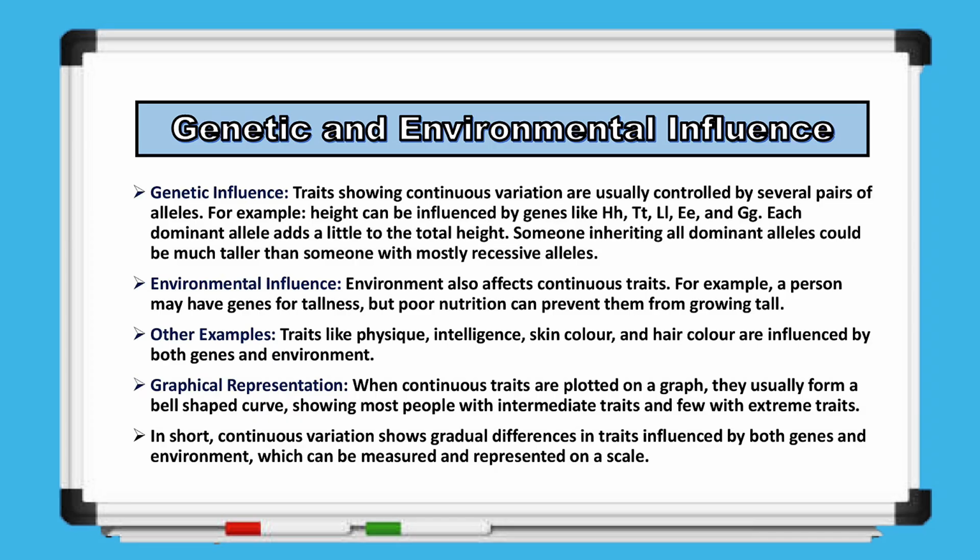Other traits such as physique, intelligence, skin color, and hair color are also influenced by both genetic makeup and environmental conditions. This means their final appearance is not determined by genes alone. When continuous traits are represented on a graph, they usually form a bell-shaped curve. This shows that most individuals have intermediate values, while only a few individuals show very extreme traits at either end of the range. In summary, continuous variation involves gradual differences in traits that are influenced by both genes and the environment, and these traits can be measured and shown on a continuous scale.